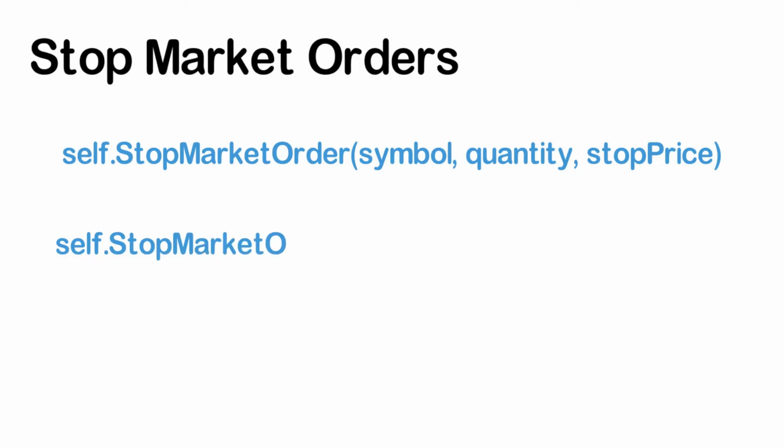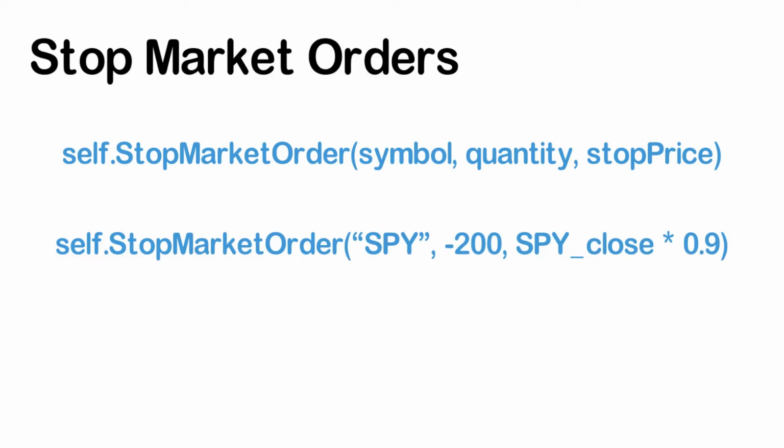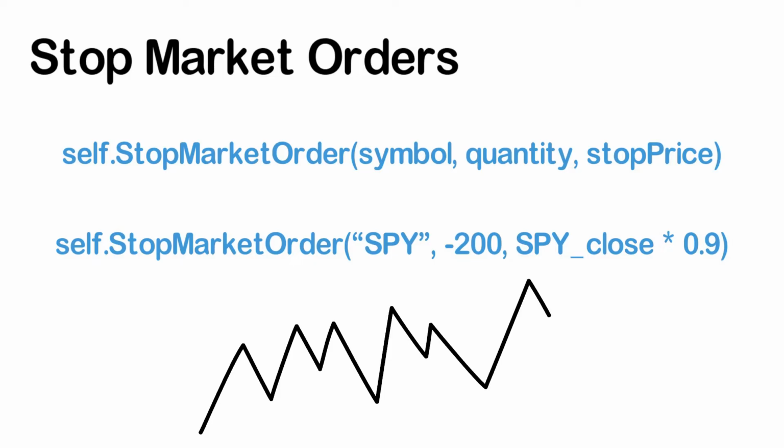So for instance, this stop market order would mean that a market order to sell 200 shares of SPY will be sent as soon as SPY's price drops by 10%, assuming that the SPY close variable represents SPY's latest closing price. Note that if prices are very volatile or gapping up or down, a stop market order might be executed at a much worse price than the specified trigger price.